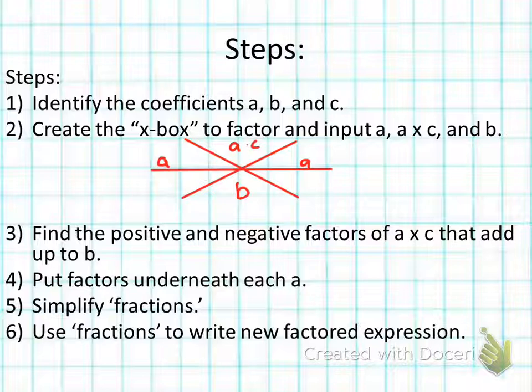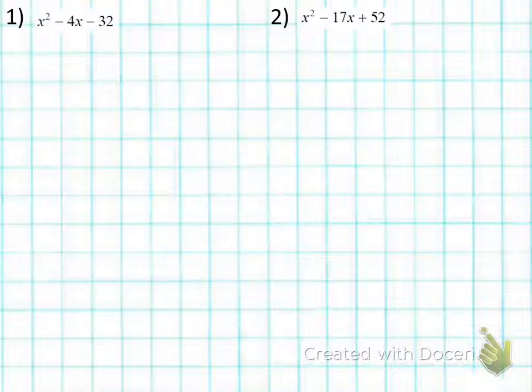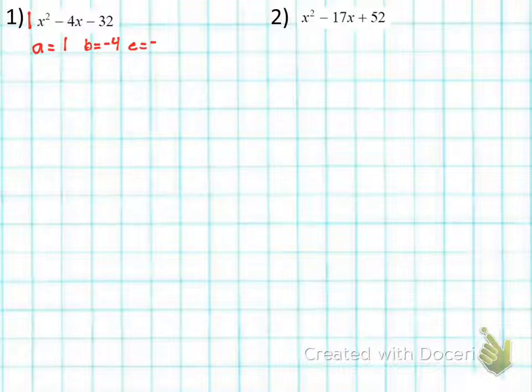Here we go. Okay, so number 1, I'll just show you a couple of them here. First thing you want to do is figure out what's your A, B, and C. A is the number in front of the x squared term, so A is equal to 1, because it's assumed to be 1 when there's no number there. And C is negative 32. So we have A, this is your B, this is your C. Those are the coefficients for the trinomial.